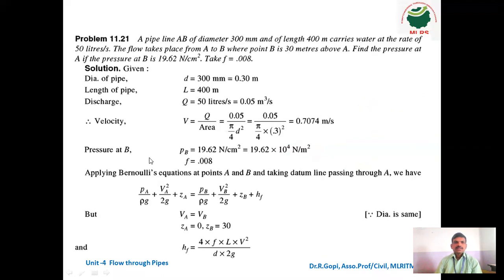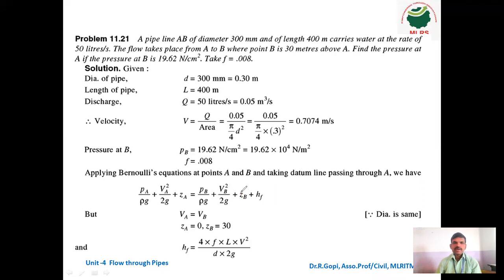Okay. Applying Bernoulli's equation at points A and B, and taking the datum line passing through A, we have PA divided by rho g plus VA square divided by 2g plus ZA. This is for one end, that means point A. Next, PB by rho g plus VB square divided by 2g plus ZB plus hf. This is the loss of head due to friction.